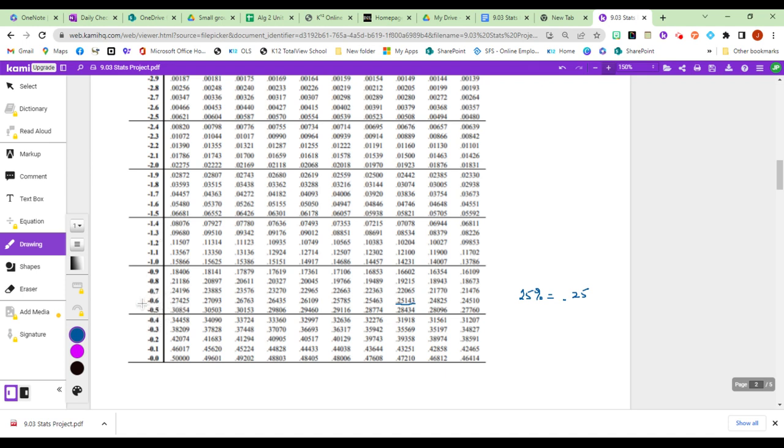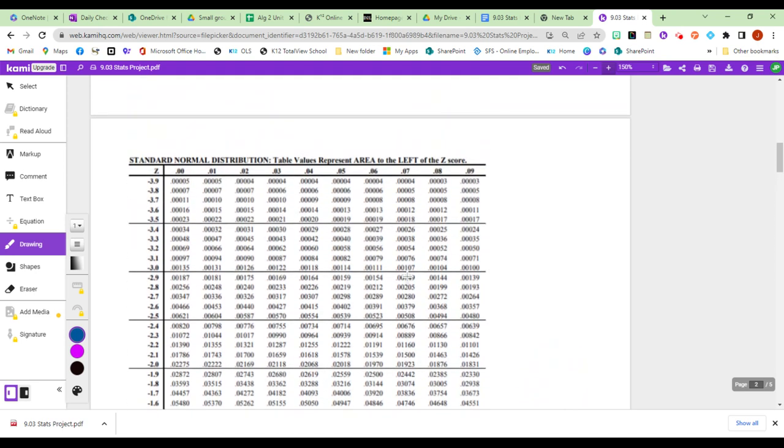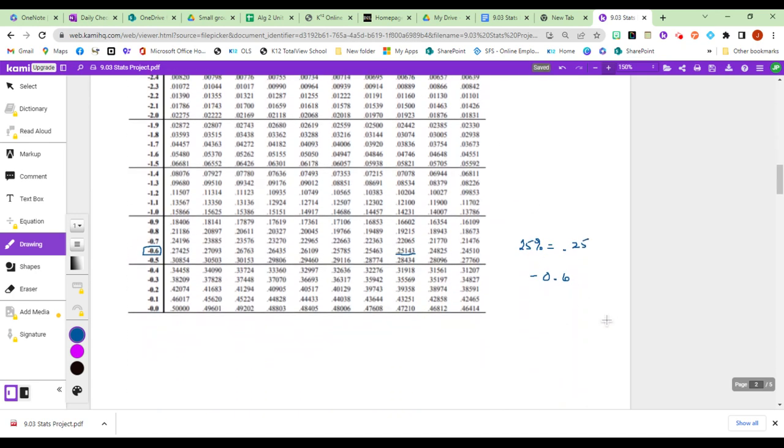So what you're going to do is take this number and go across to the left. So that's going to be negative 0.6, and then you're going to go all the way up to the top following this number, and that's going to give you the 0.07. So that's going to give you more decimals on your number. So it's going to be negative 0.67. That's going to be your z-score for the lower 25%.